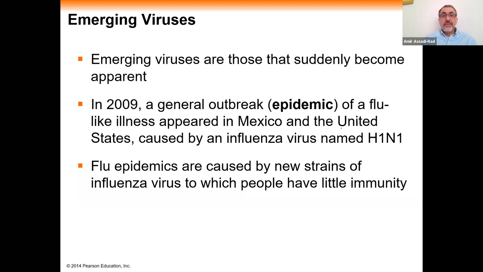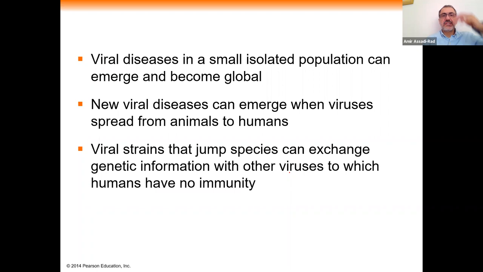Emerging viruses are those that suddenly, like HIV, become apparent. Epidemics are, for example, infections that are spreading in a local area or country, such as flu epidemics caused by new strains. Viruses are classified by strains, and the name of the strain is used for viruses. Viral diseases in a small isolated population can emerge to become global. And if it becomes global, then it is a pandemic.